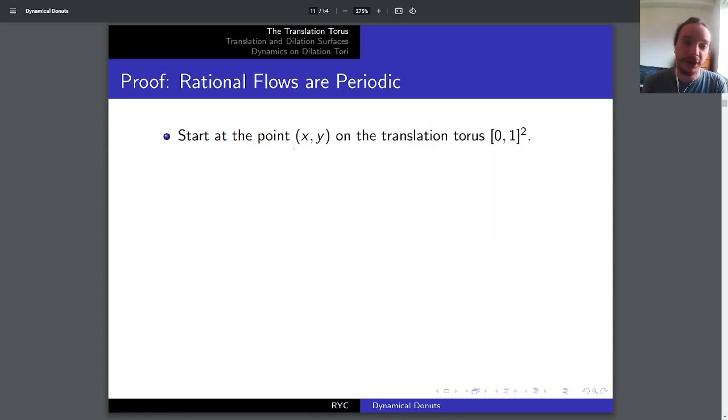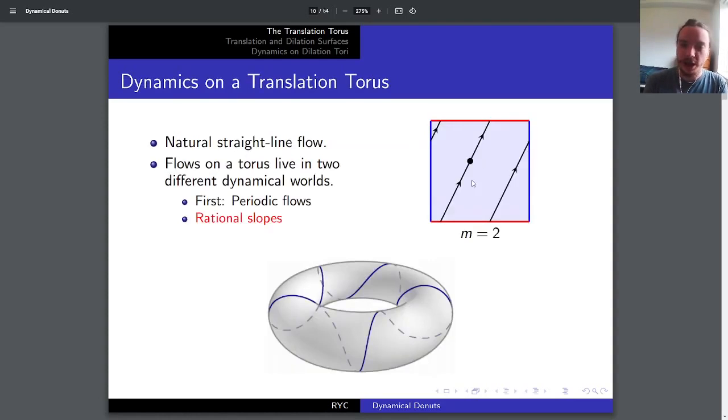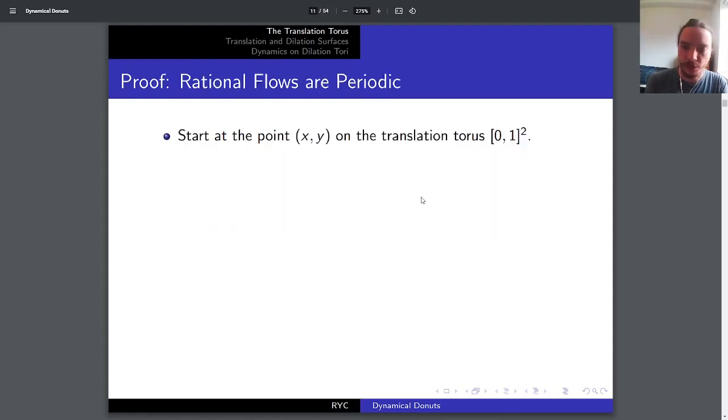We'll start at some point (x, y), and we're going to represent that point on the translation torus as a point in the unit square. So you can imagine your point (x, y) as having an x coordinate and a y coordinate, and both those numbers are between 0 and 1. Okay? And we're going to flow with a slope m, which is equal to p over q, where p and q are integers. So m is going to be a rational number, it's in Q.